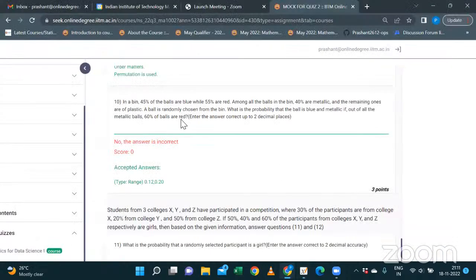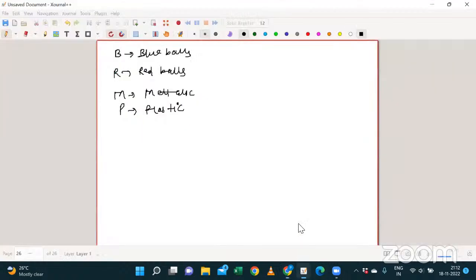Now, a ball is randomly chosen from the bin. What is the probability that the ball is blue and metallic, if out of all the metallic balls, 60% are red? What do we have to find? The probability that the ball is blue and metallic, correct? That means I need to find the probability of B and M. So far it is clear.